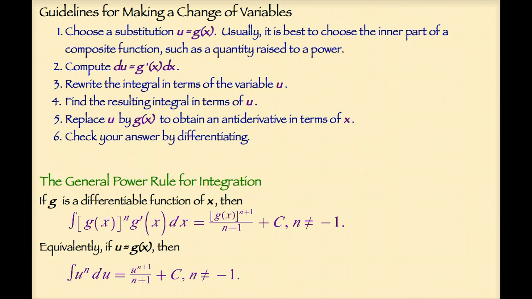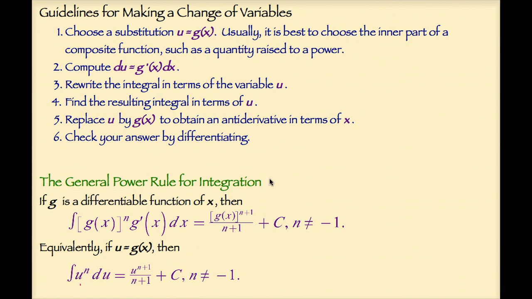Now let's formalize the u substitution process by discussing guidelines for making a change of variables. Choose a substitution u equals g of x. g of x is usually the inner part of a composite function, such as a quantity raised to a power. Then compute du, which will be the derivative of the g of x function. Rewrite the integral in terms of the variable u and find the resulting integral in terms of u. Of course, once that's done, you replace u at the end by the original g of x function to obtain an antiderivative in terms of x, and then you can always check your answer by differentiating.